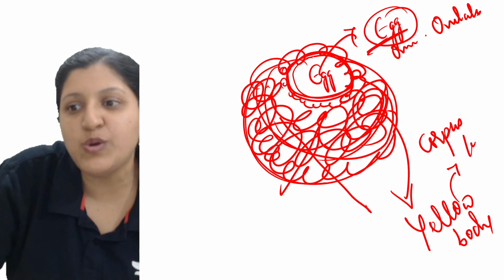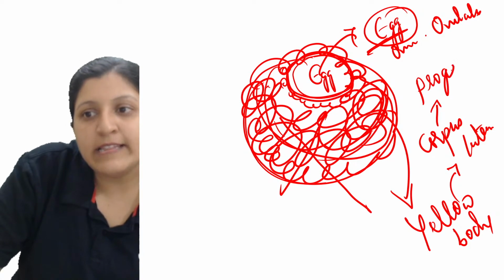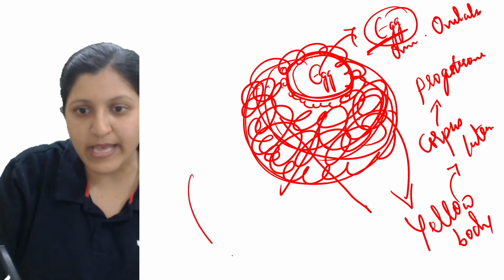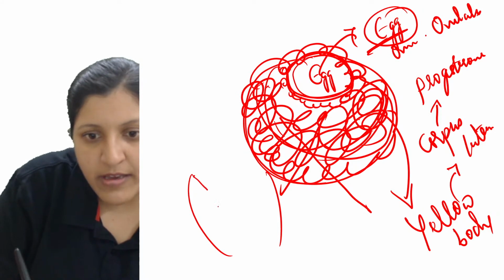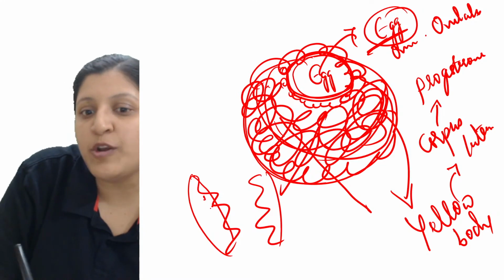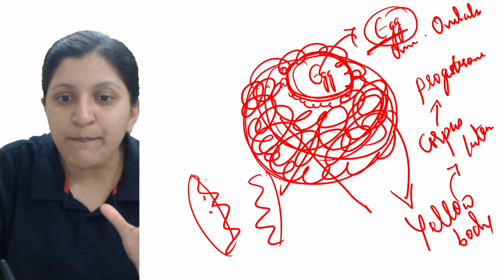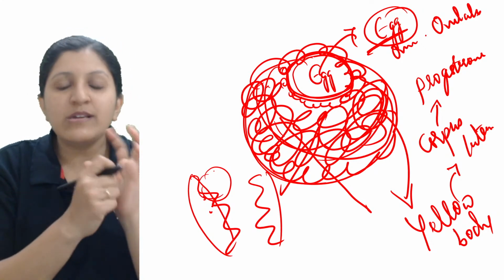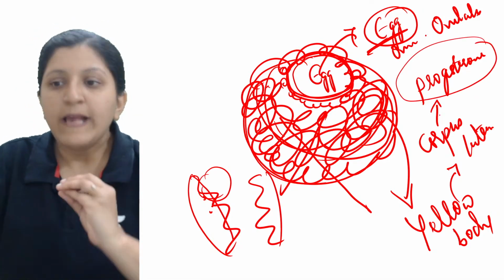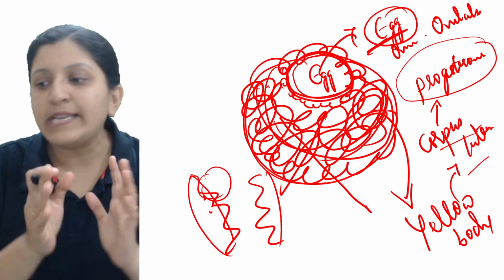So this corpus luteum is the one which produces the hormone progesterone, and it is responsible for maintaining the endometrium in the uterus. So the uterus has an endometrial lining, and it has to be maintained thicker so that it can implant the embryo. So its thickness or growth has to be maintained, and for that the progesterone hormone is required. So the corpus luteum will make sure that the progesterone is produced and this will be maintained as it is.